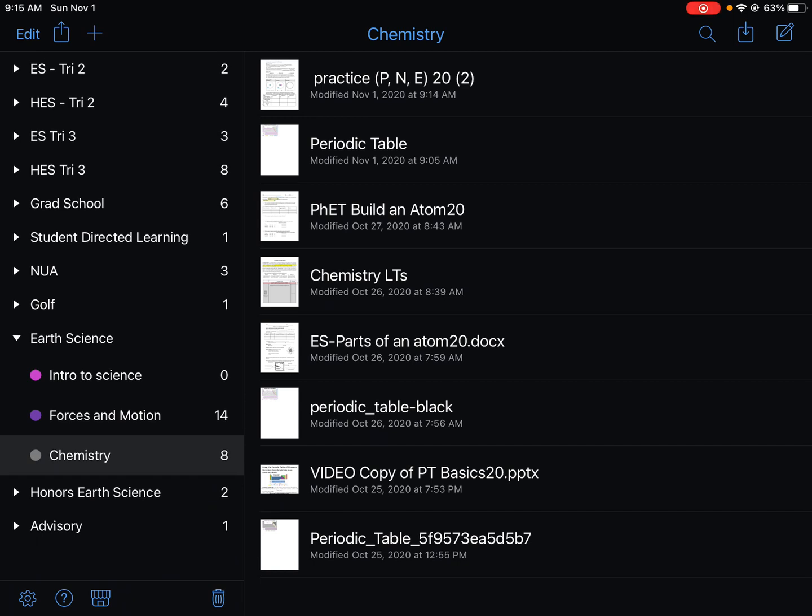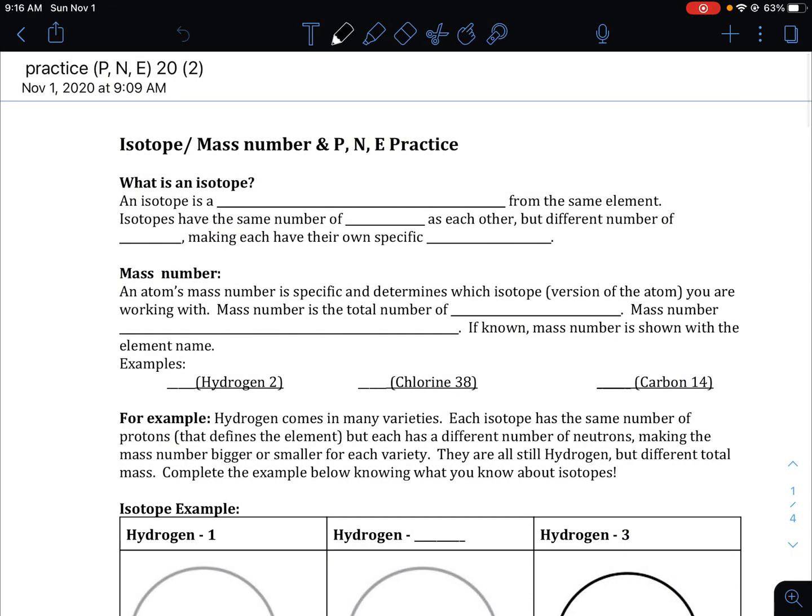Remember, we want you to stay organized, especially as we're transitioning into distance learning. We need to have those subjects ready to go. So here's our activity, and we're going to start out learning about what isotopes and mass numbers are.